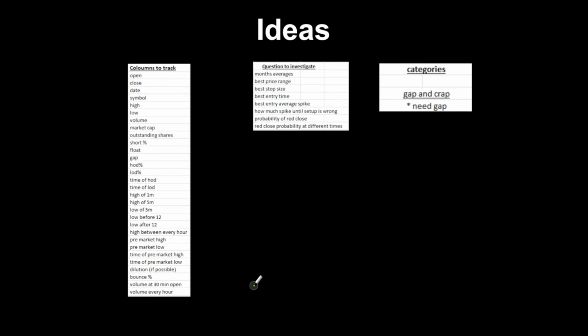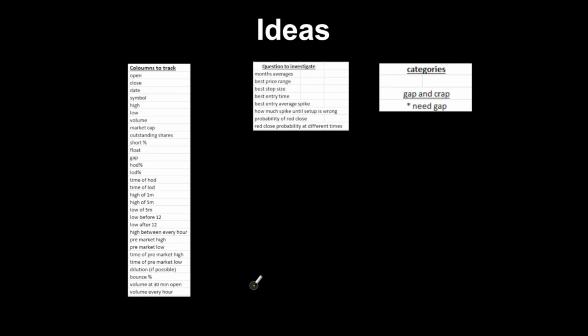I also like to have a column for questions to investigate. This is pretty much just to show me what I'm interested in at the moment. For me, it's things like monthly averages, best price range, best stop size, best entry time, best entry, average spike, how much spike until the setup is wrong, and probability of a red close at different times. I've quantified all of those semi-recently, but I really recommend having a questions to investigate column. It makes you think a lot. It makes you remember what you were interested in, because you're not doing all this in one day. You may do it over a couple of days, or you may think of something one day but not have time to do it.